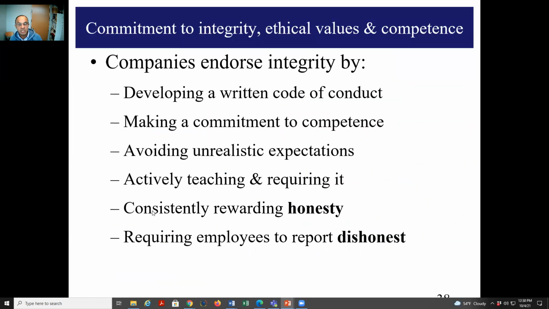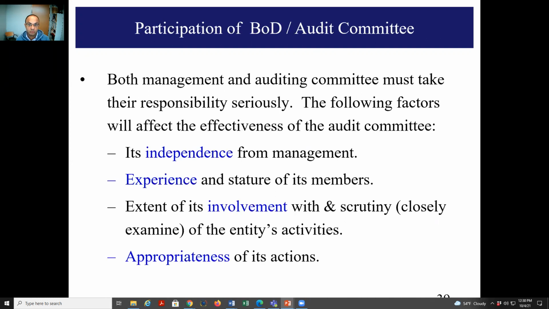First of all, we say all the employees should maintain the integrity and ethical value by having a code of conduct, minimum requirements for competence, avoiding unrealistic expectations, and actively teaching and requiring good practice of internal control, consistently rewarding the honest and penalizing the dishonest. If we maintain these principles, this will set up the environment for good internal control.